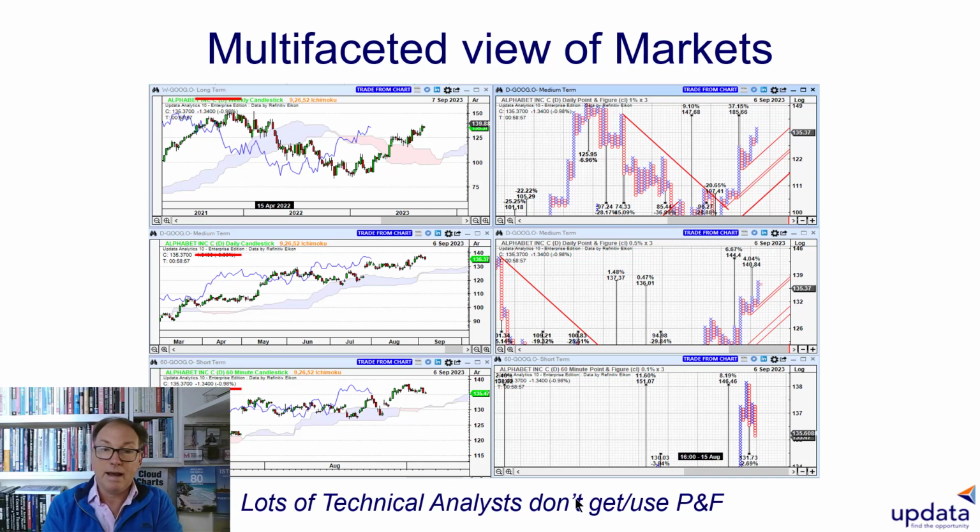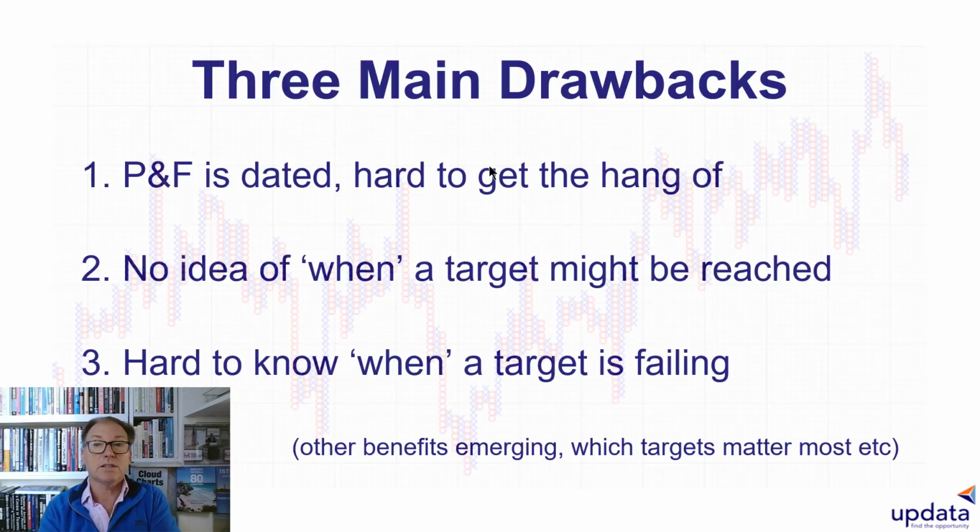And I would have my long term, my medium term, and my short term view of the market, and I would speak about these at conferences, and everyone would find it interesting, but people were just not going to use point and figure. They're a little bit hard to understand, and I think that was the key thing: people just found them a bit dated, a bit hard to get the hang of. That was probably the number one reason not to use them. And then the other thing about the targets was that there was no idea of when a target might be reached. So that's something that we've looked to address with this new technology.